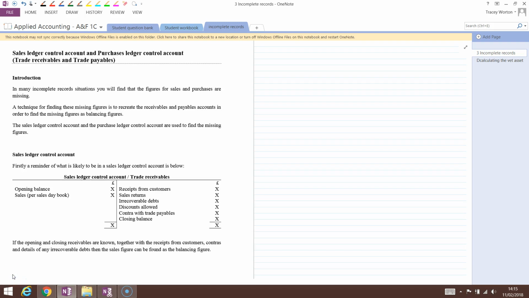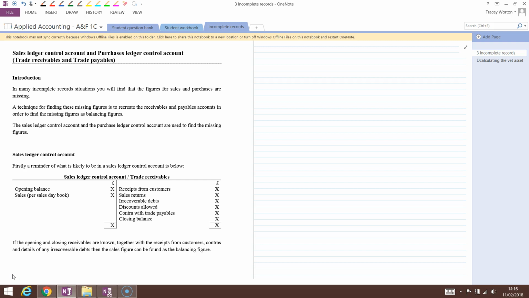So a second scenario dealing with our T accounts is to actually use the sales ledger control or the purchase ledger control accounts, also known as the trade receivables and trade payables accounts, so that you can establish either the sales figure or the purchases figure. A technique for finding these missing figures is to recreate the receivables and payables accounts in order to find the missing figures as balancing figures.